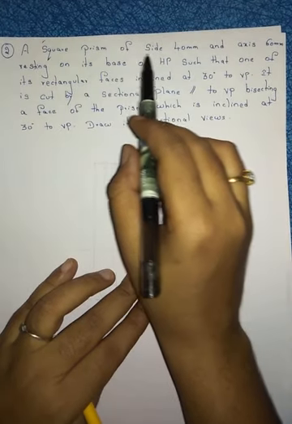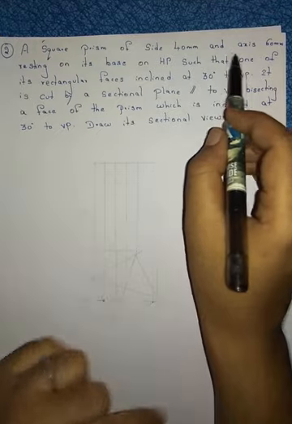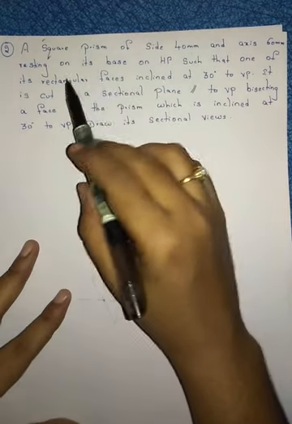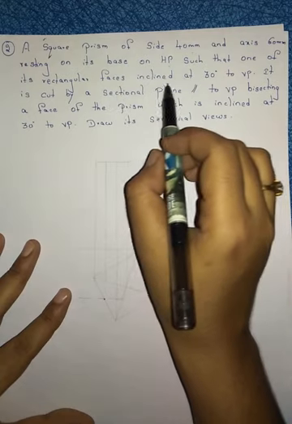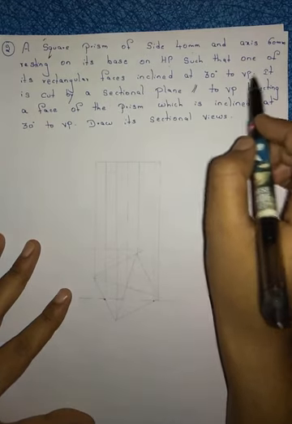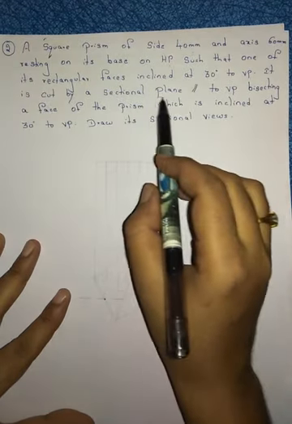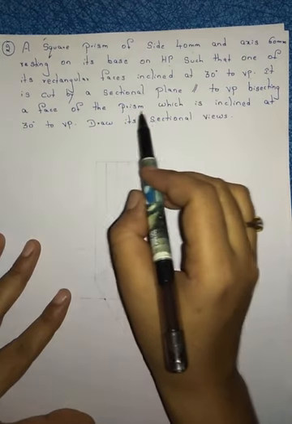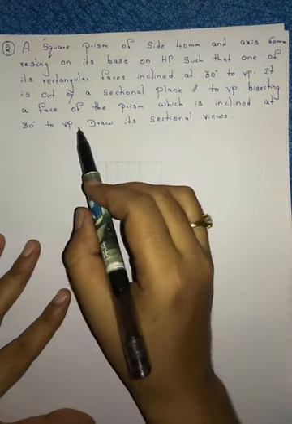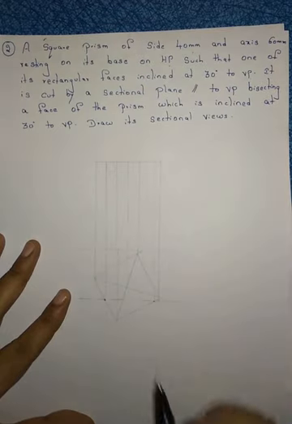A square prism of side 40 mm and axis 60 mm resting on its base on HP such that one of its rectangular faces is inclined at 30 degrees to VP. It is cut by a sectional plane parallel to VP bisecting a face of the prism which is inclined at 30 degrees to VP. Draw its sectional views.